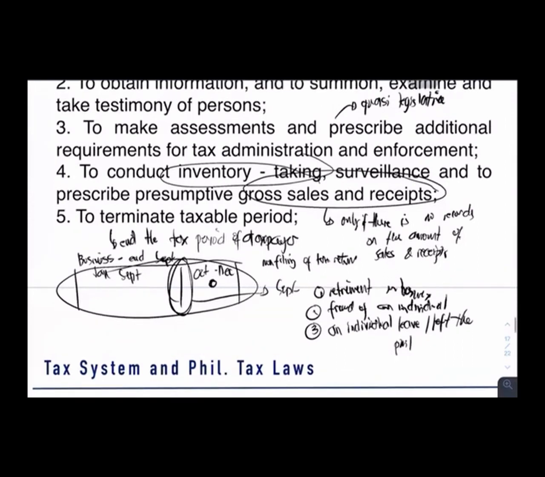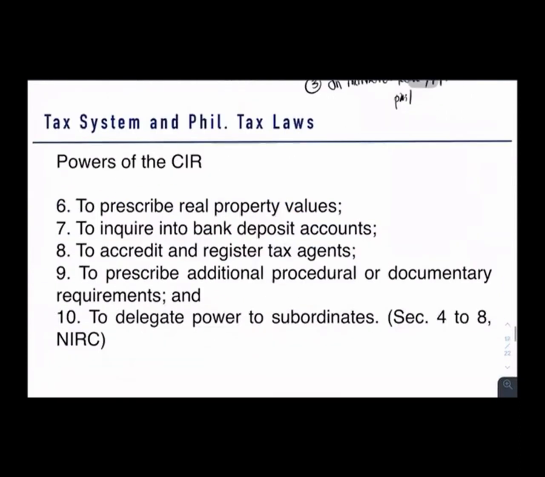So when can we terminate the taxable period? If there is a retirement of business, if there is a fraud of an individual, and if ever an individual left the Philippines. So fraud of an individual in case that the individual conceals its tax or tries to obstruct the collection of taxes. So you can terminate the taxable period. So you end the tax period of a taxpayer because again, general rule, a taxpayer is taxed during the whole year. So other powers of the CIR, first, to prescribe real property values. So what is this? Number 6, real property values. So this real property values is known as your zonal values. So what is this zonal value?